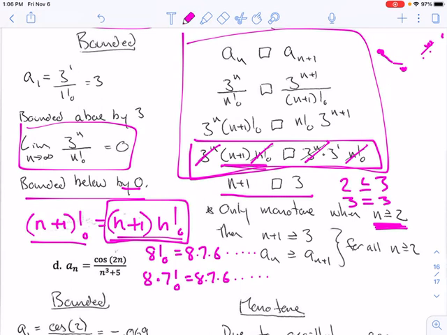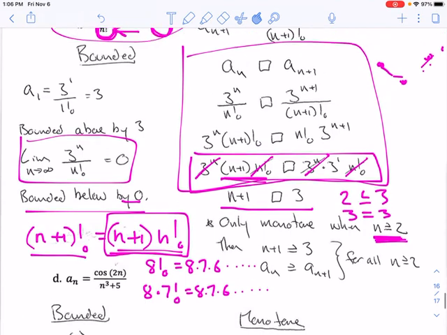Decreasing, yeah. a sub n is going to be greater than a sub n plus 1, so it's decreasing for every value. So it is bounded and it is monotone, and therefore it is convergent. Did I actually write that anywhere? I guess I didn't. It's only monotone when n is greater than or equal to 2. If we restrict the domain to values of n greater than or equal to 2, then we're okay.